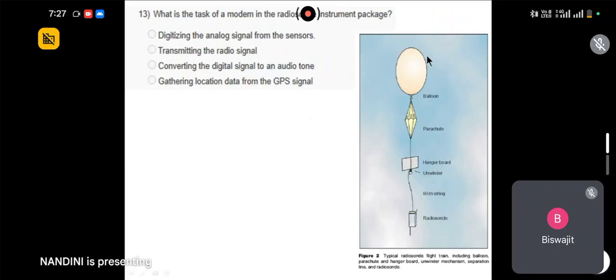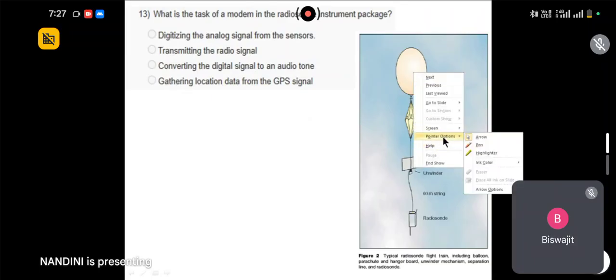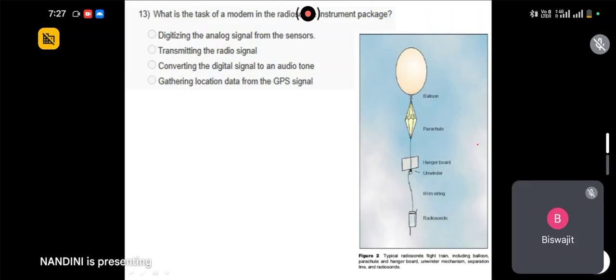So this is the balloon. It will be either filled with helium or hydrogen, which are very light elements. And then it has a parachute kind of thing. So what happens is that as it goes up in the atmosphere, what will happen to the pressure?